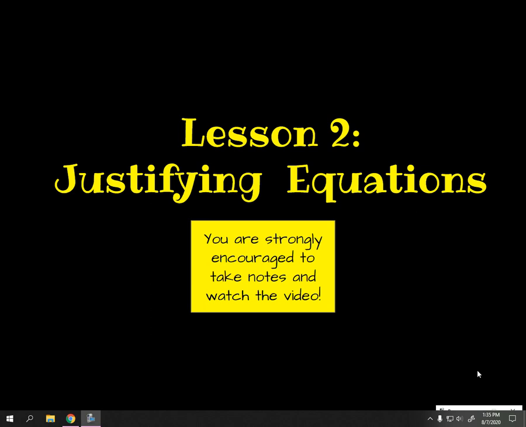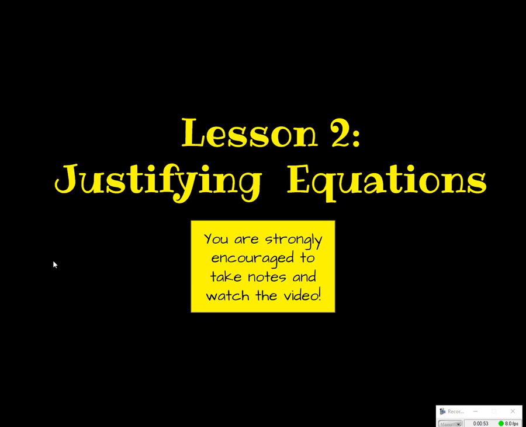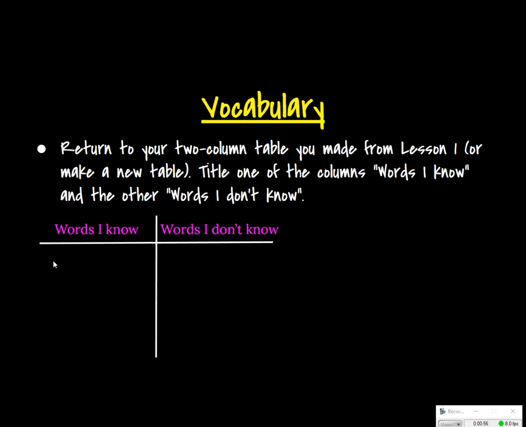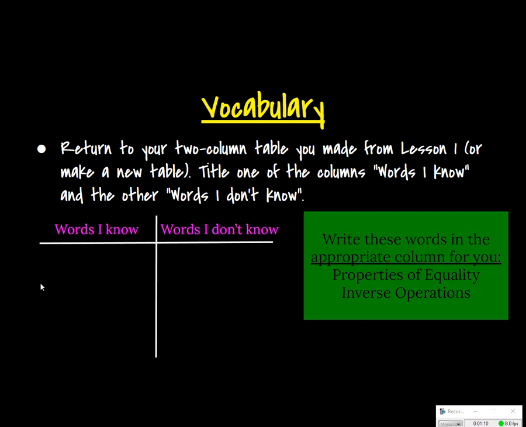So what we're going to do is get into the vocabulary. You can either return to that 2-column table that you made from lesson 1, or if there's not enough room and you need a new table, you could draw a new one. For words I know and words I don't know, these are the new words: properties of equality and inverse operations. Do you know what the properties of equality are? Do you know what inverse operations are? Take this time to figure out, are these words you know or don't know?